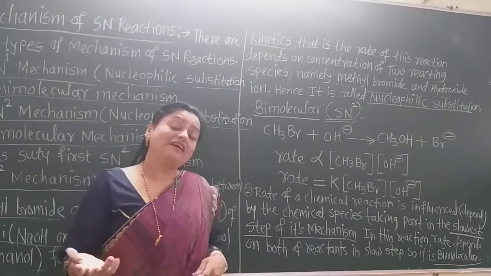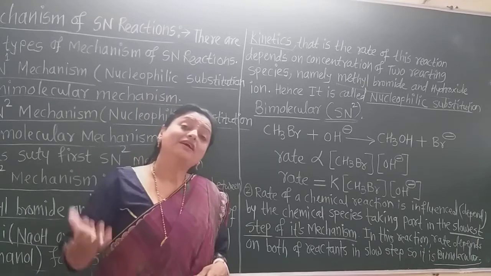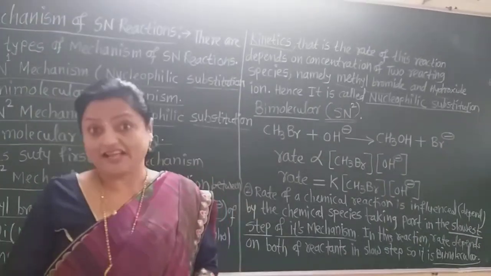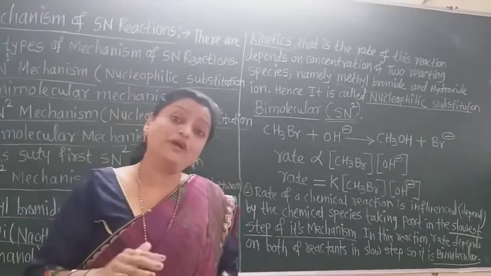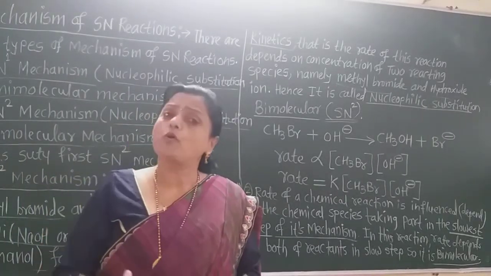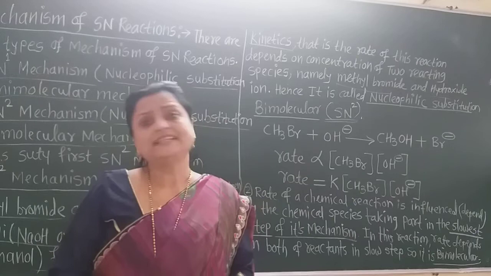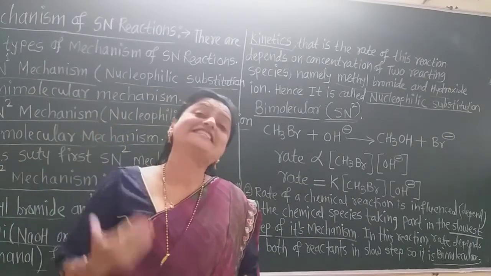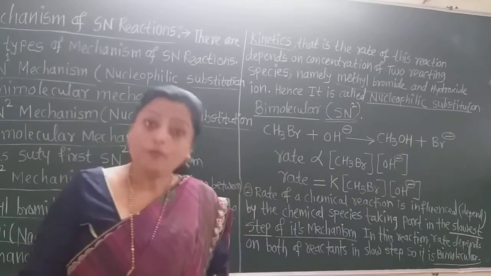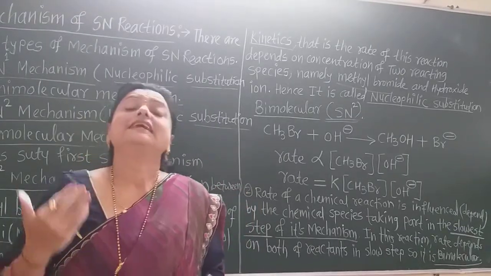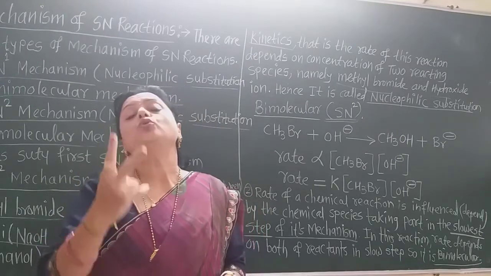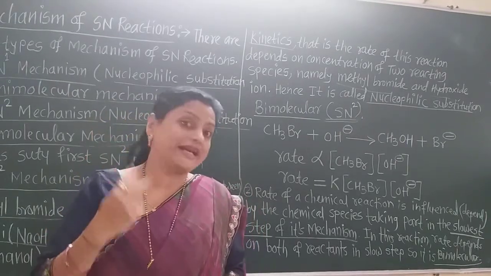Then which reaction follows the SN2 mechanism? The reaction between methyl bromide and the hydroxide ion of alkalis such as NaOH or KOH. Now methyl bromide is a primary alkyl halide. So a primary alkyl halide always follows the SN2 mechanism. In the SN2 mechanism, the rate of the reaction depends on the concentration of two different species, or two reactants.